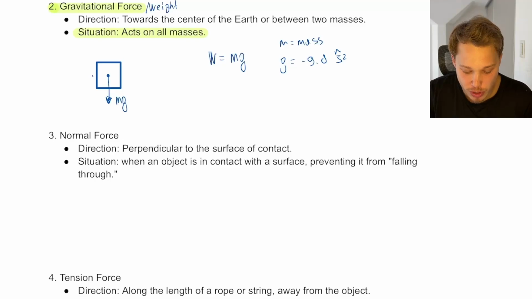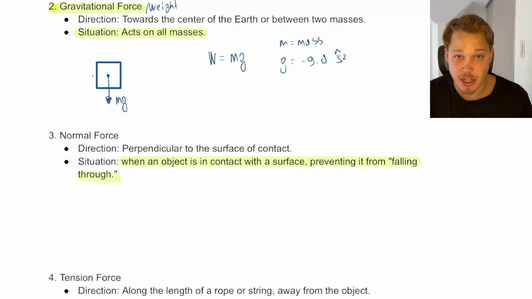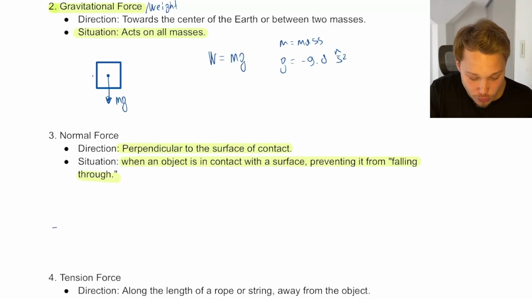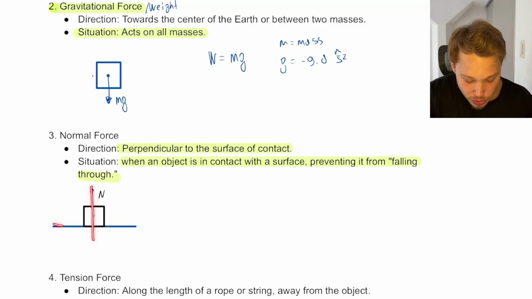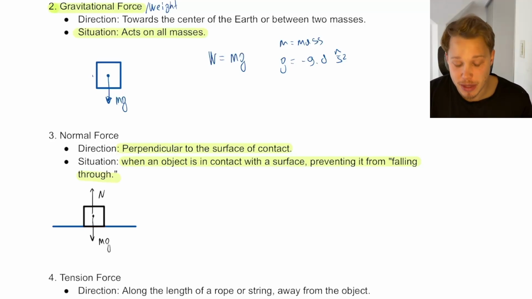So the situation where it applies is, of course, when an object is in contact with the surface and that surface prevents it from falling through, right? The direction, since it's related to the surface, is going to be perpendicular to the surface of contact. So for example, if I have a box that is just sitting on the table, right? My normal force will be directed upwards, right? Again, at 90 degrees to the surface. And of course, here I also have the gravitational force, right? Pointed downwards.